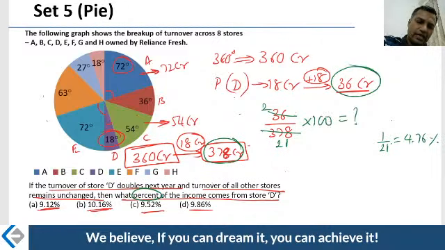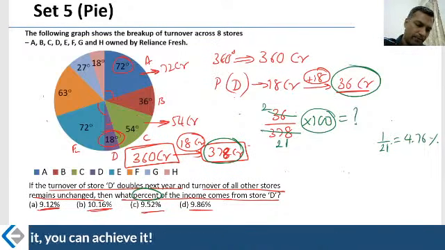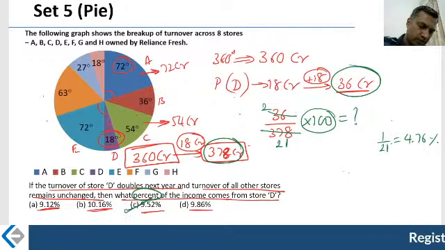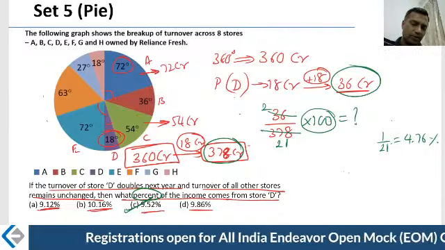You don't need the 100 here, but you know the fractions. Therefore, what is 2 divided by 21? That would become 9.52%. That becomes my answer. 9.52% becomes my answer.